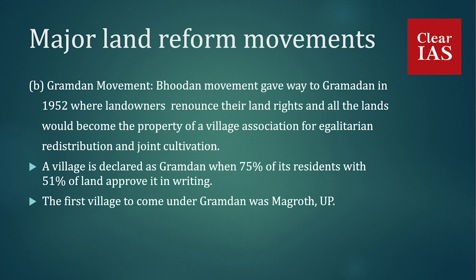A village is declared as Gramdan only when 75% of its residents with 51% of land approve it in writing. The first village to come under Gramdan was Magroth in Uttar Pradesh.